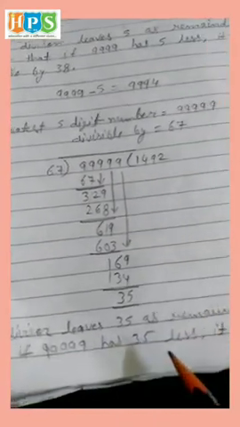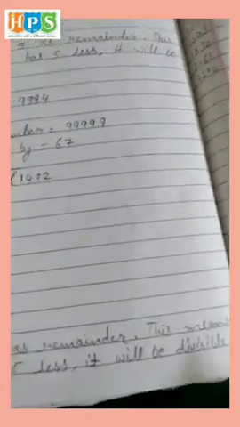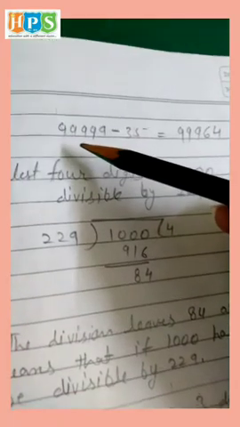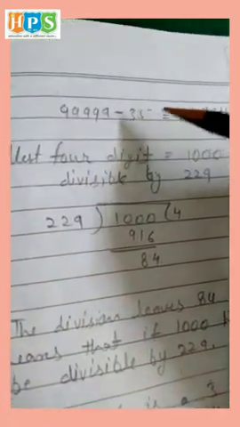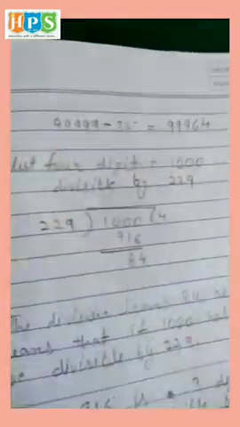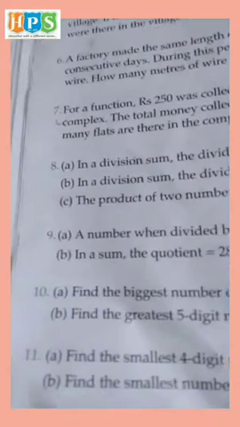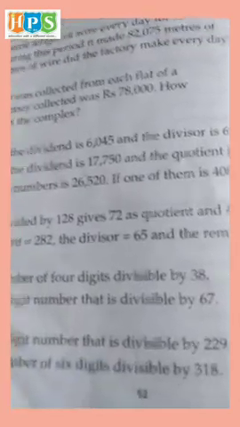This means that if 99,999 has 35 less, it will be divisible by 67. 99,999 minus 35 is equal to 99,964. Question number 11.1. Find the smallest 4-digit number that is divisible by 229.